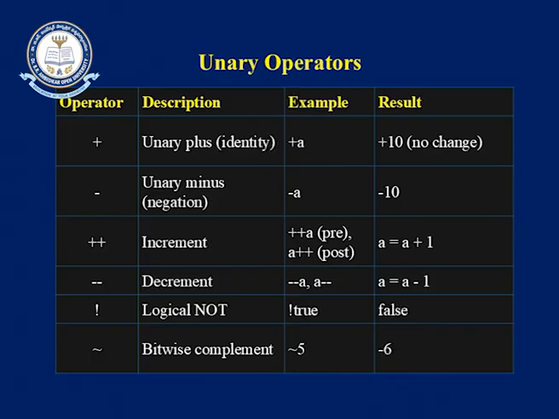Similarly, the minus unary operator, the increment operator, which has two plus signs, and the decrement operator, which has two minus signs. Basically, the increment operator will increment the value by 1 and the decrement operator will decrement the value by 1. If you go further, there is pre-increment and post-increment. Pre-increment is incrementing the value first, then assigning the value to the operand. Post-increment is first assigning the value and then incrementing the value.